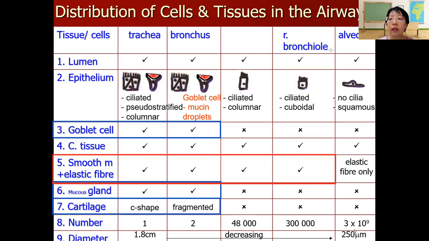When it comes to alveolus, there is no more smooth muscle because you want the wall as thin as possible to shorten diffusion distance for gaseous exchange between the alveolus as well as the capillary. So that's why there's no smooth muscle. We only got elastic fiber in alveolus. Okay, so we continue to look at more structures now.